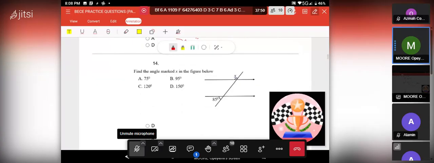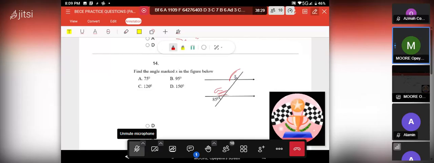Find the angle marked x in the figure below. These two lines are called parallel lines, and the line that crosses them we call a transversal line. You remember that? Yes, it is called a transversal. Now, they want us to calculate angle x. This is the angle here, angle x. Before we can calculate angle x, we need to know this other angle. If I label this one as angle A, who can tell us the value of A? 95 degrees.